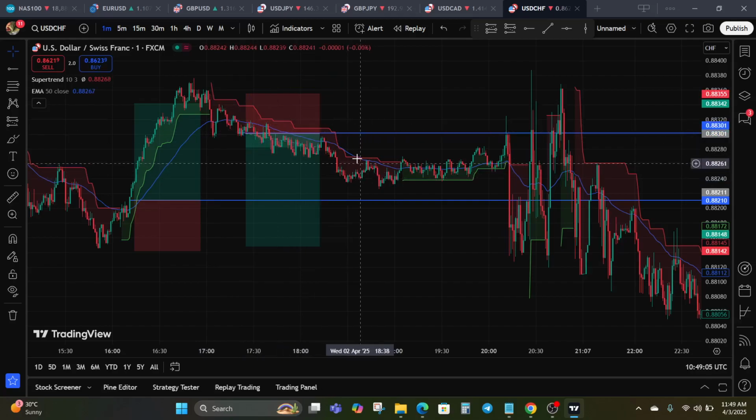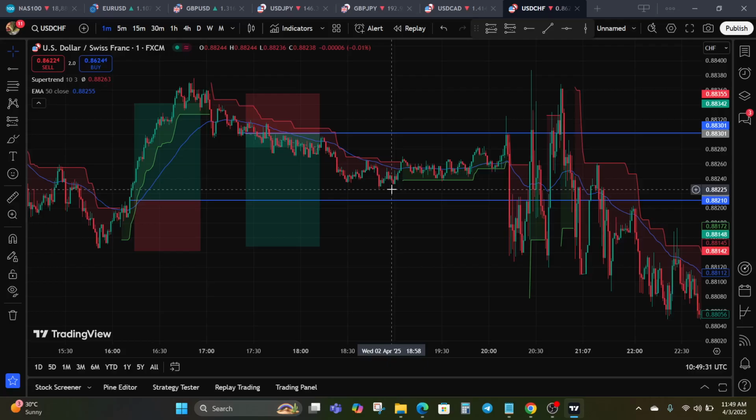Now it's important for you to note that not all signals are valid. So here's how to filter out bad trades. One, avoid trading in low volume periods, like right after a major news event. Just try to avoid trading during those periods, and then ensure that there is confluence between the super trend and the moving average, or between the super trend and any other indicator that you are using for confirmations.